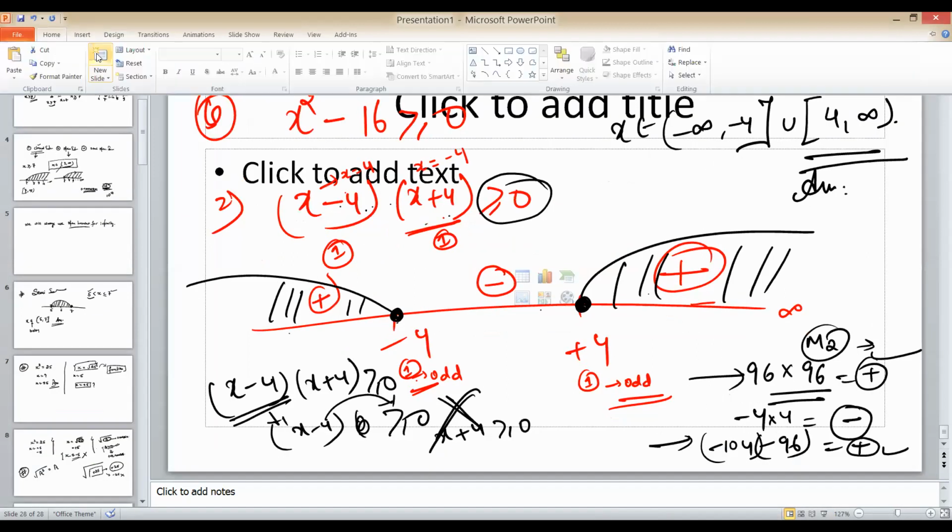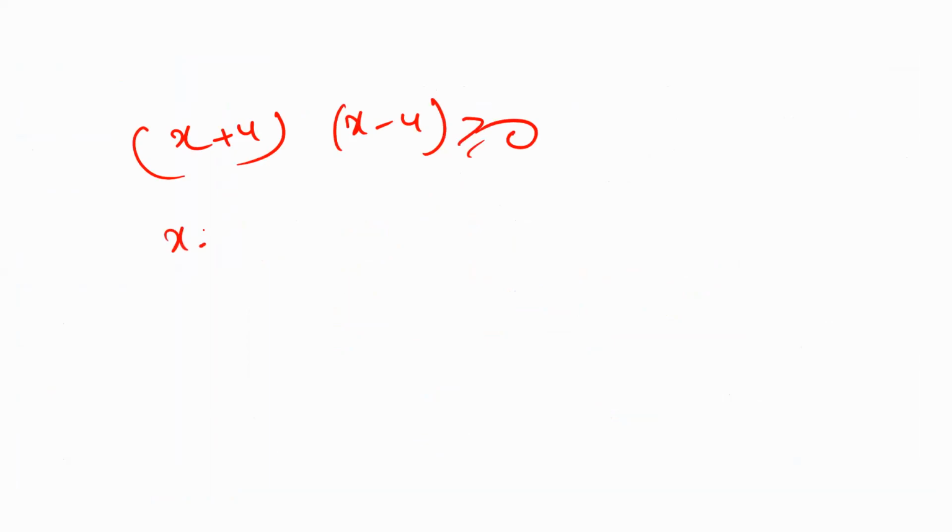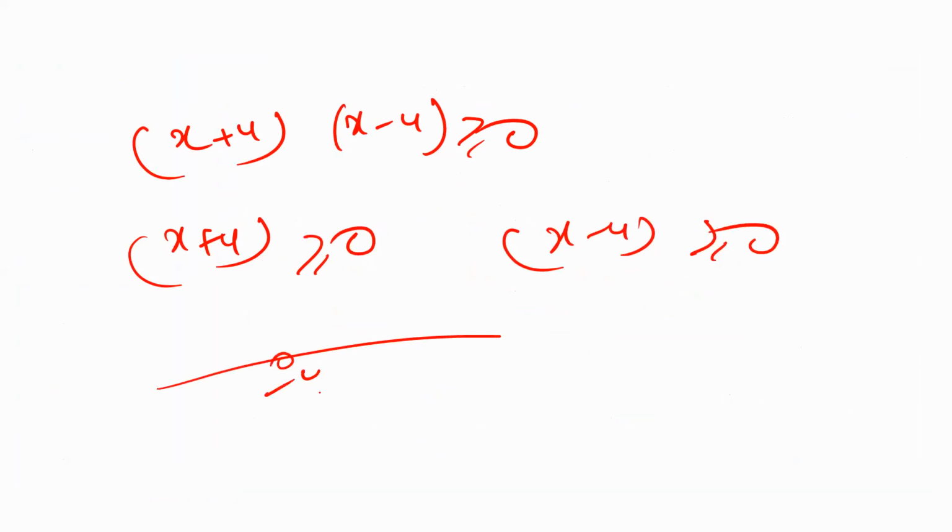So what you are telling me? x plus 4 into x minus 4 greater than or equal to 0. So you are telling me x plus 4 greater than or equal to 0, and x minus 4 greater than or equal to 0. So x is greater than -4 here, and here x is greater than 4. You want to say this, right?